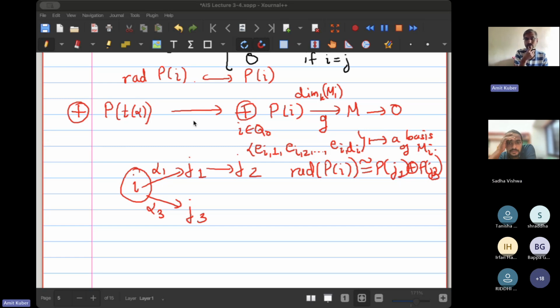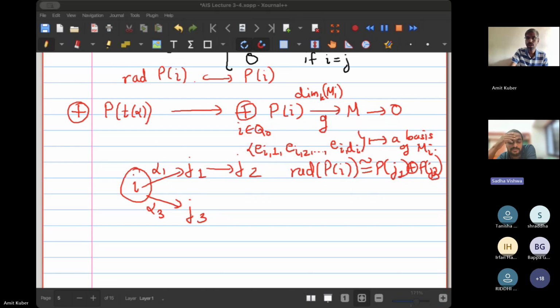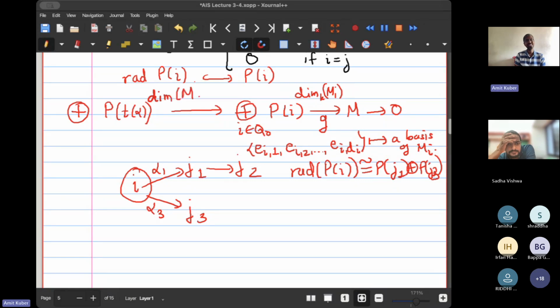And what should the sum be indexed by? It should again be dimension of m_i many times, because each of them we have taken. Dimension of m_i. Think about it: how many times did it appear? However many times it appeared, that many times the dimension of m_alpha, and we are going to sum over all the arrows.